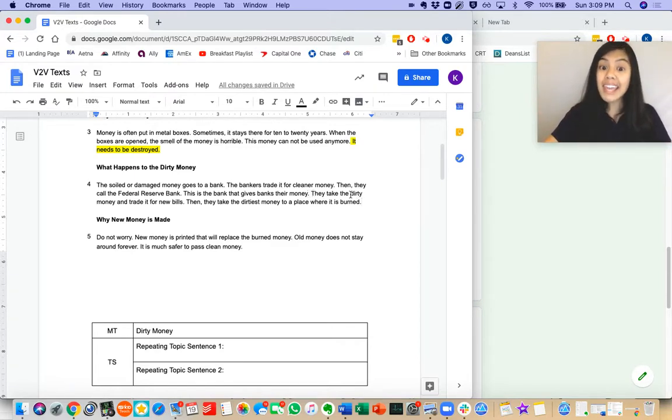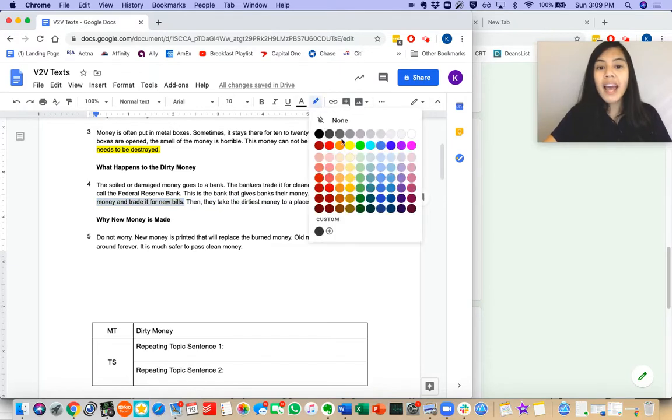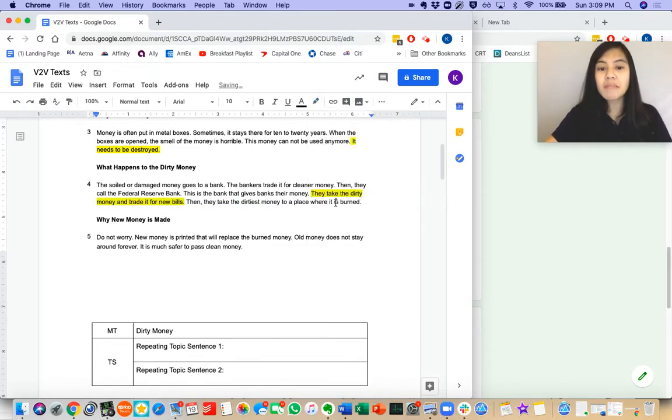They take the dirty money and trade it for new bills. I think this sentence tells me what happens to most of that dirty money. The banks exchange the dirty money and trade it for new money. Let's go ahead and add that to our Google form.